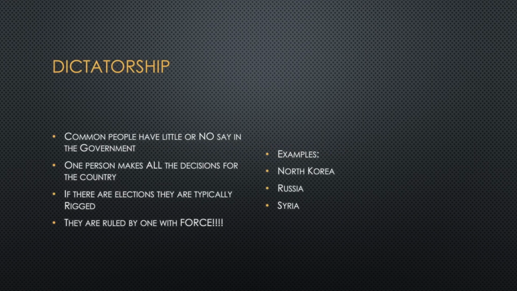So the first one we've already kind of talked about is a dictatorship. In a dictatorship, common people have little or no say in the government. One person makes all the decisions for the country. If there are any elections to make things look good in terms of the international community, they are typically rigged, and the leader who is in power is usually returned to power. They are ruled by force, and usually the leaders have the backing of the military to help keep their rule in place.